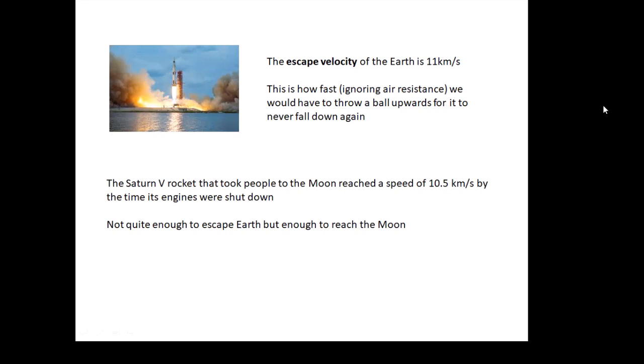The Saturn V rocket, which was used for Apollo, the Saturn V rocket that took people to the moon, actually reached, when it got into space, a speed of 10.5 kilometers per second. It's traveling very, very fast. Not quite 11 kilometers per second, but by the time it shut down its engines, that was enough kinetic energy. It was traveling fast enough to get to the moon. Not quite the Earth's escape velocity, but enough to reach the moon.